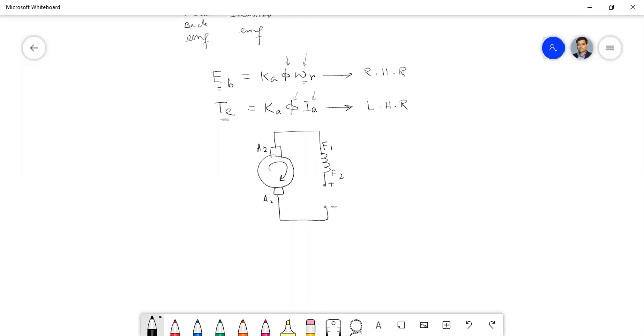Now what will happen if I change the polarity? Okay, so if I change the polarity, then what will happen? The direction of rotation of the motor will change, it will become opposite. Why? Can you explain this?